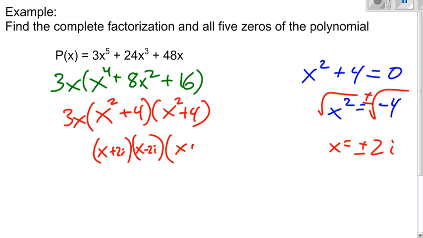And same thing here, x plus 2i, x minus 2i, 3x out in front. And that's completely factored. Now to find the zeros, you would solve each of these.